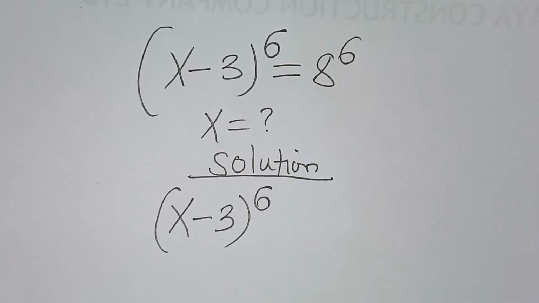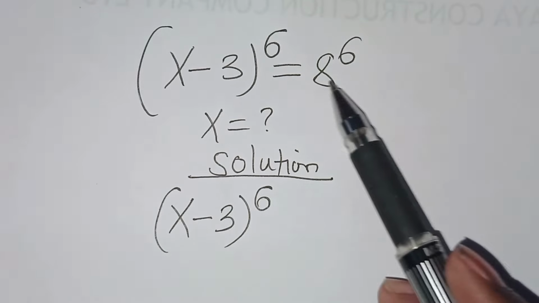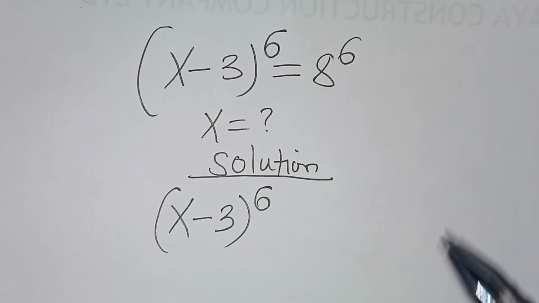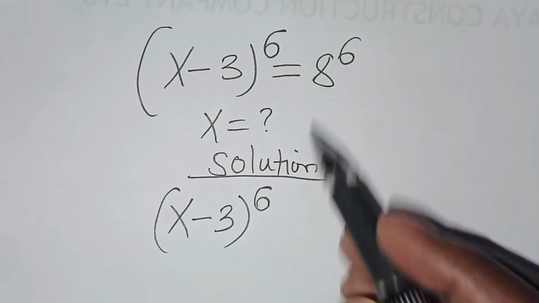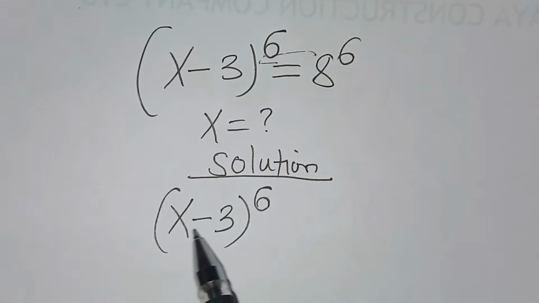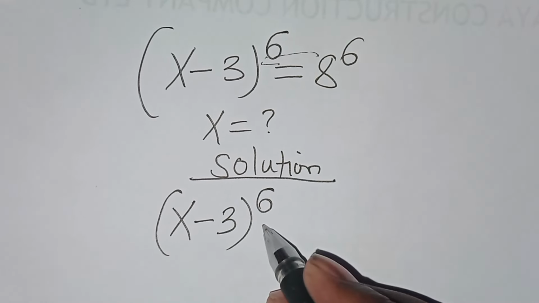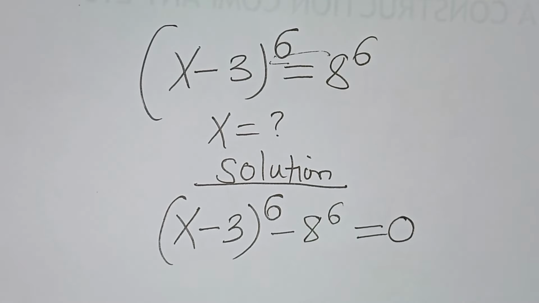You're welcome to solve this nice exponential equation, which is (x − 3)^6 equal to 8^6. So what are the values of x? The first thing here, let's take 8^6 to the left-hand side. So here we'll have (x − 3)^6 − 8^6 equal to 0.